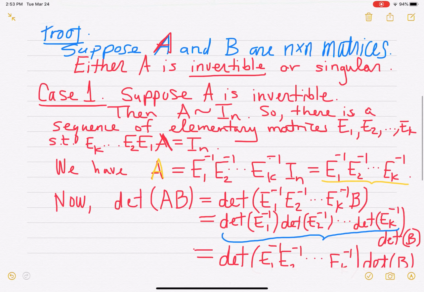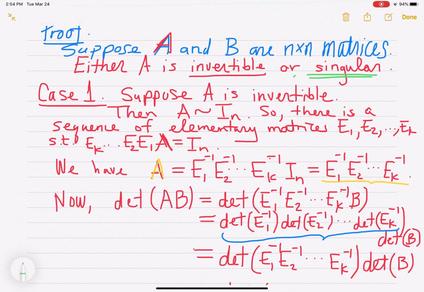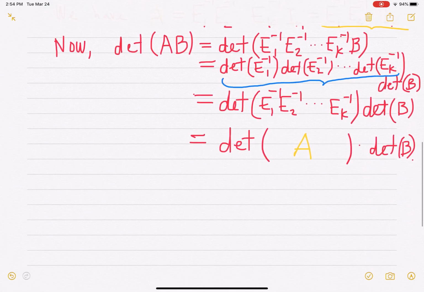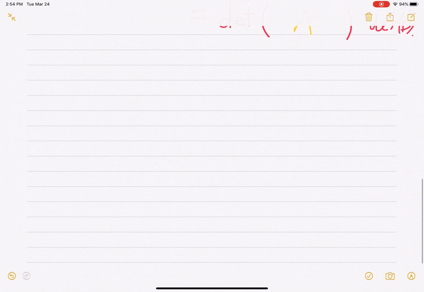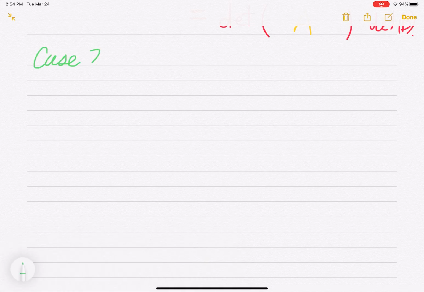So the other case is looking at when A is singular. What happens when A is singular? Well, actually, this case is easier. I left the easiest for last, so let's see what happens. Case 2. Suppose instead that A is a singular matrix.